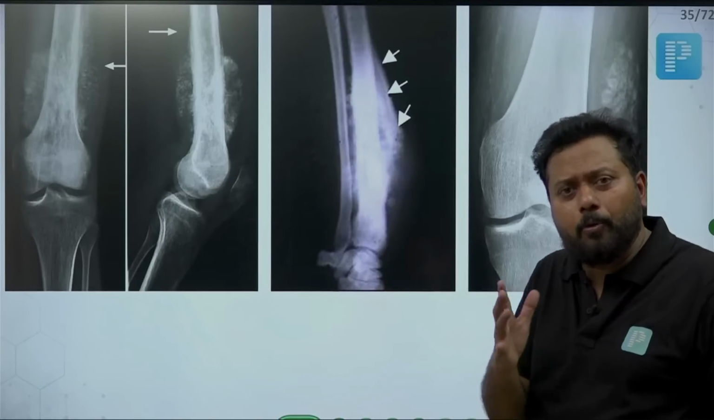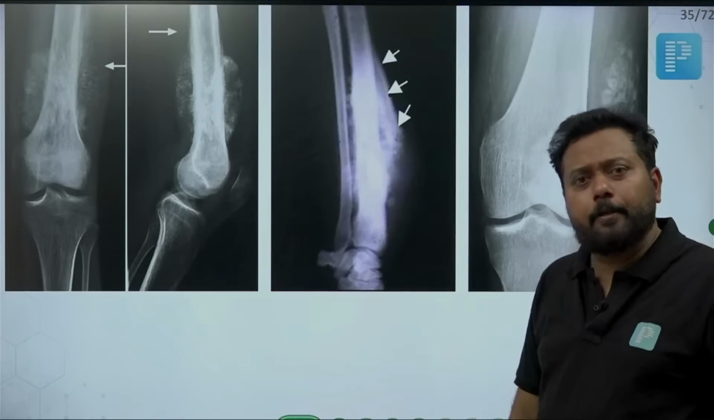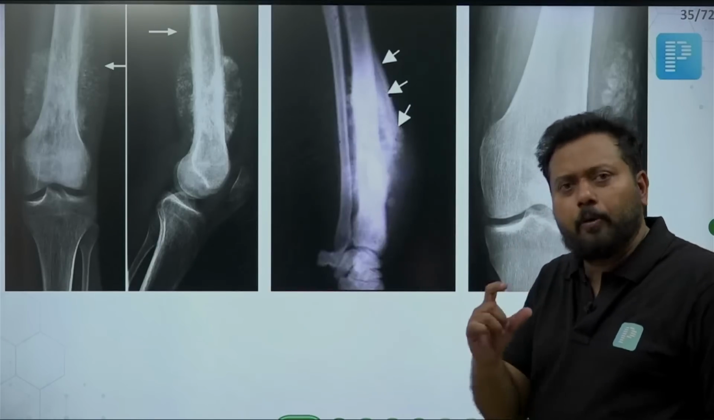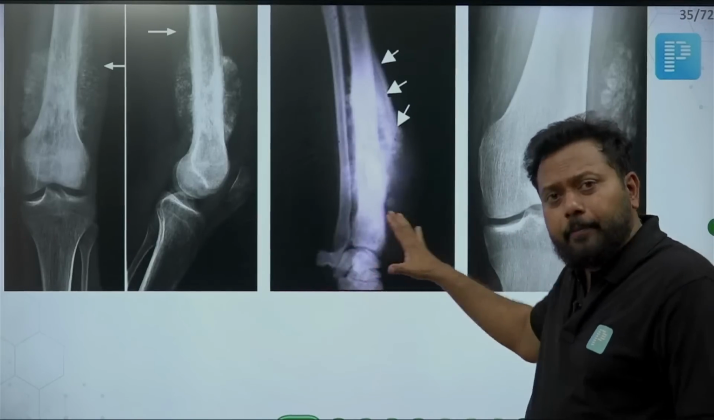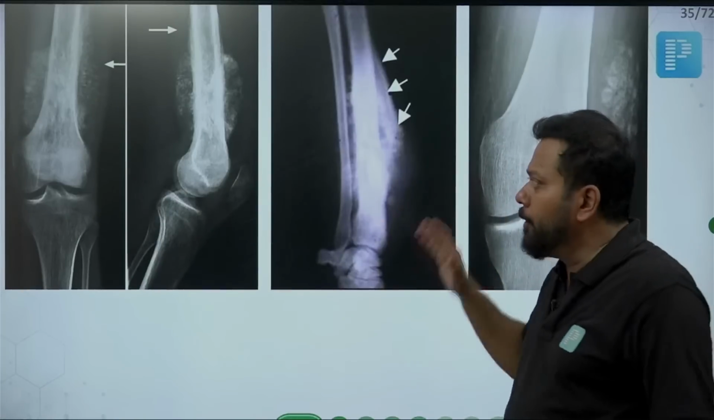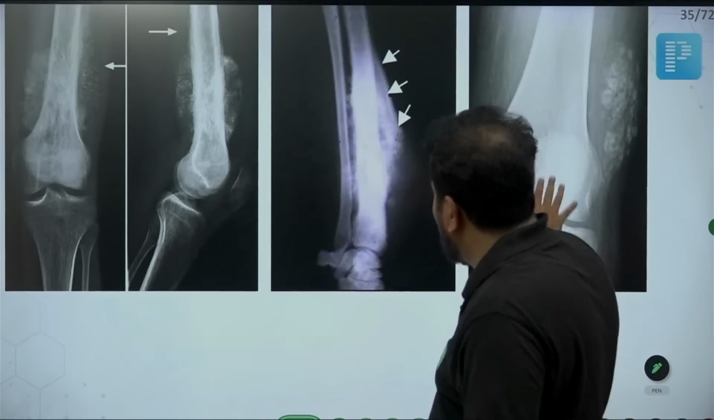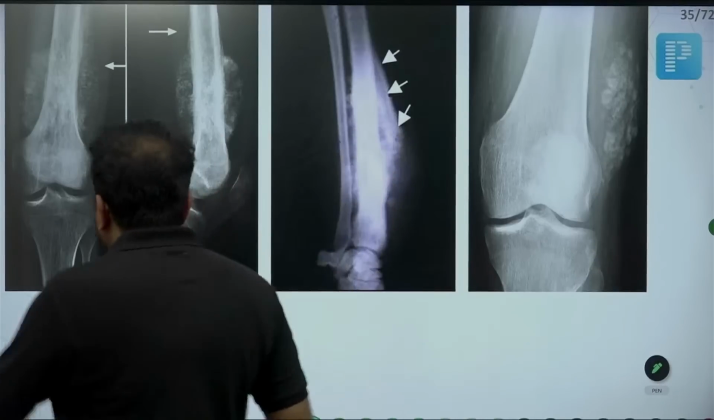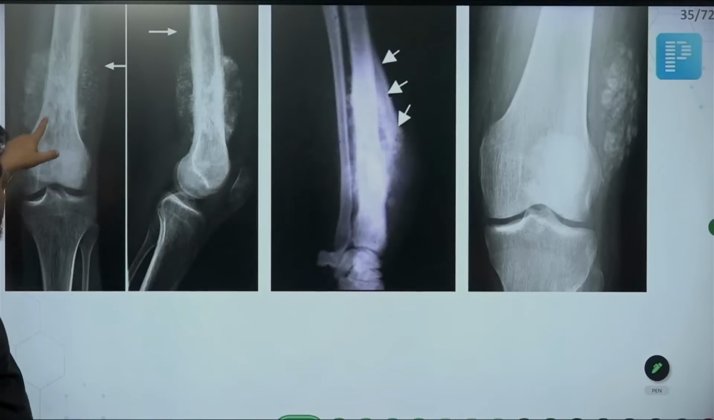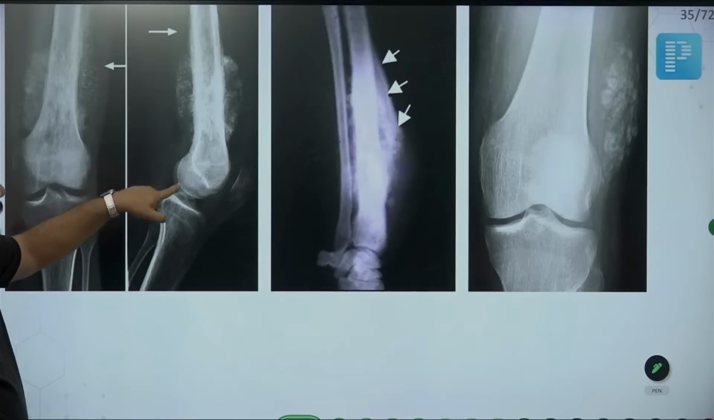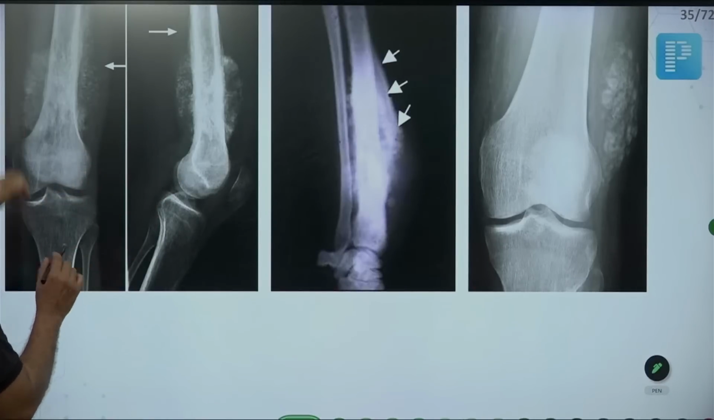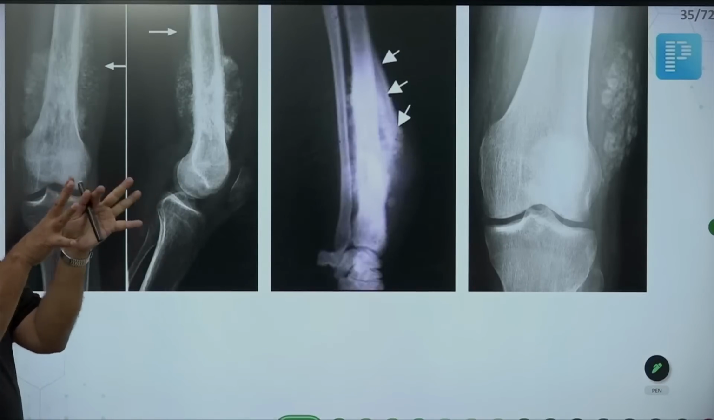Osteogenic sarcoma alone will take a minimum of 45 minutes of discussion. Okay, the tumor alone, so many points are there. But I will highlight and I will go. You see, whenever you see this, you are seeing 4 X-rays here. This is an anteroposterior view of the knee joint. This is a lateral view of the knee joint. You are able to see something going out like this.